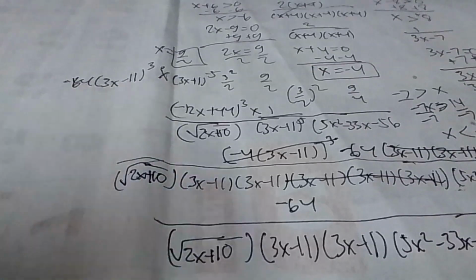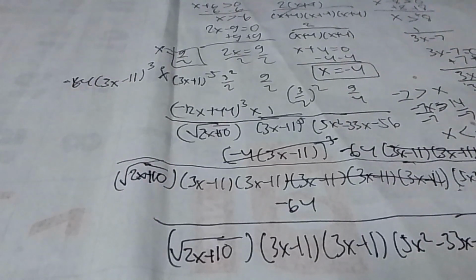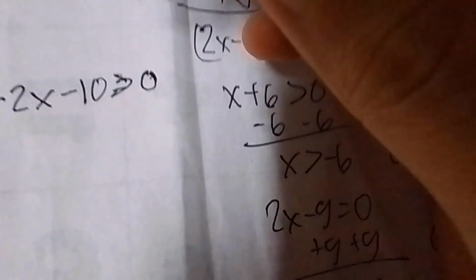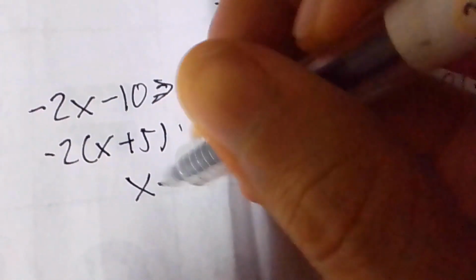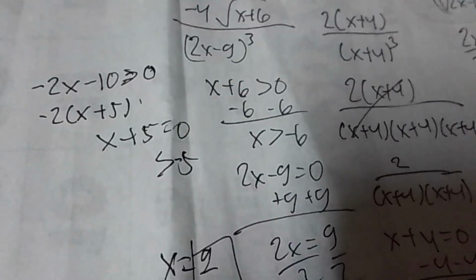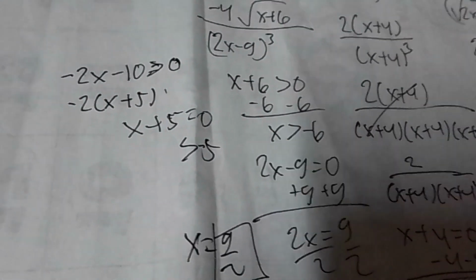Or let's say, for example, this were negative 2x minus 10, let's try making it negative so you'll get the idea. Let's work it here. So negative 2x minus 10 is greater than 0. If you want to get the positive x, you can factor out negative 2 to make it x plus 5, and x plus 5 equals 0. So we know that it should be greater than negative 5. But since it's negative, it goes like this.